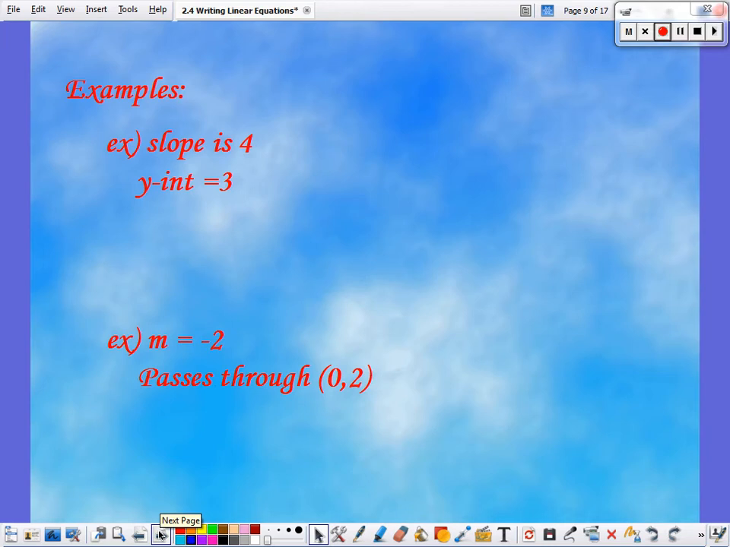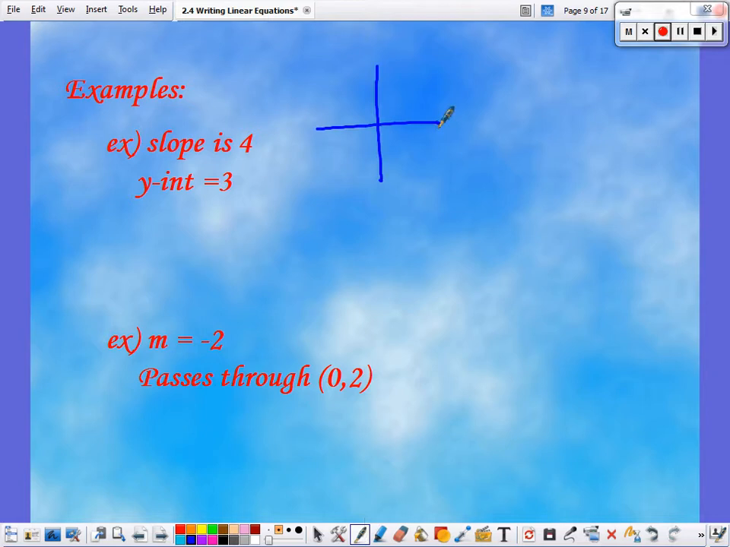Now, some of the problems that you'll have is when it says something like, hey, I want you to graph or write an equation. So we're going to be doing both of these, but definitely the write an equation part. When we look at something like this, slope is 4 and the y-intercept is 3. Now first off, let's graph this thing.